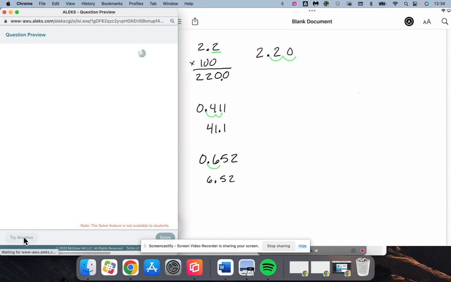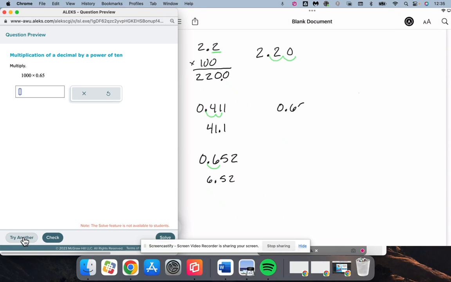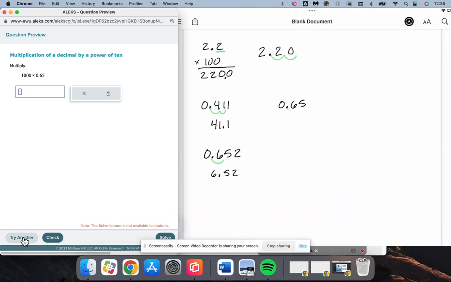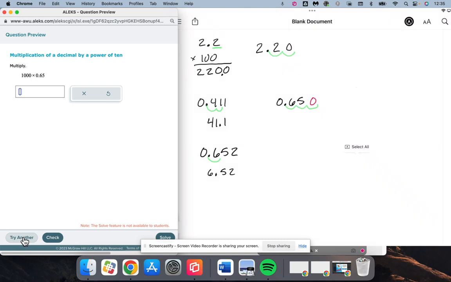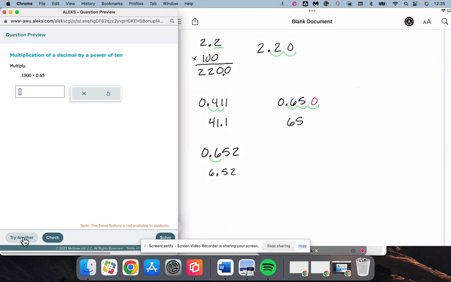All right, and then we'll do one more. We have 1,000 times 0.65. So 1,000 has 3 zeros, meaning 3 decimal places. So 1, 2, 3. And again, just like scientific notation, we fill the empty slots with a 0. So that gives us the number 650.